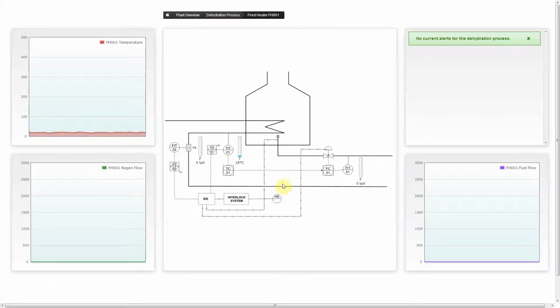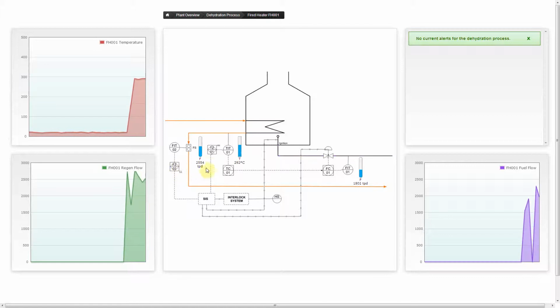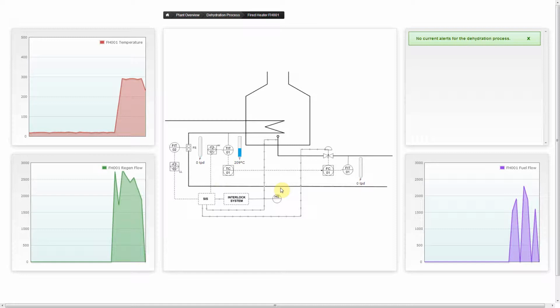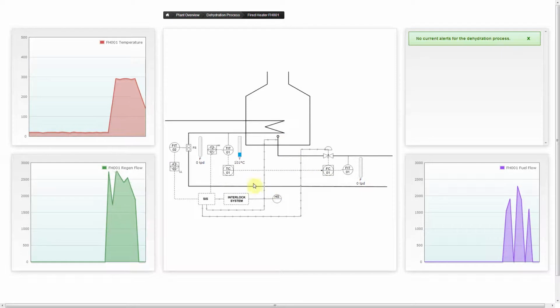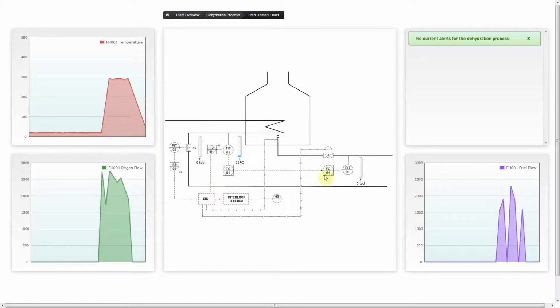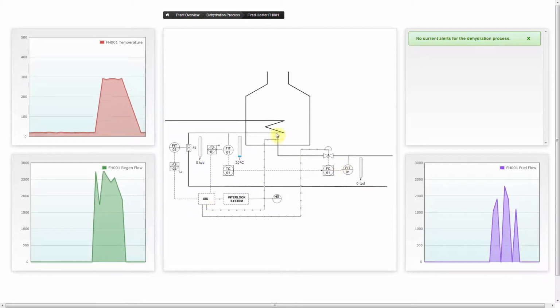We also have our safety system, our safety instrumented system, as well as our interlock system. And what this is doing is monitoring the alarms for the flow rate and also the temperature. So, for example, if there's no regeneration gas flow rate, but the temperature is high, this will cause the SIS to turn the fuel gas off and also the ignition off.